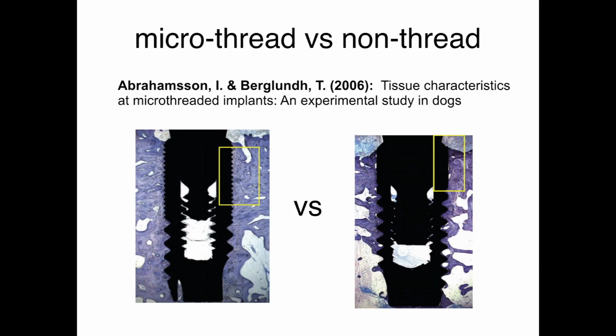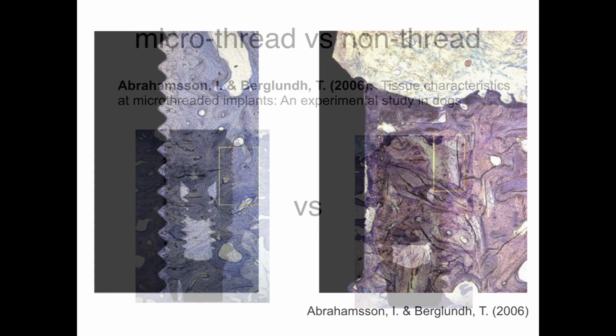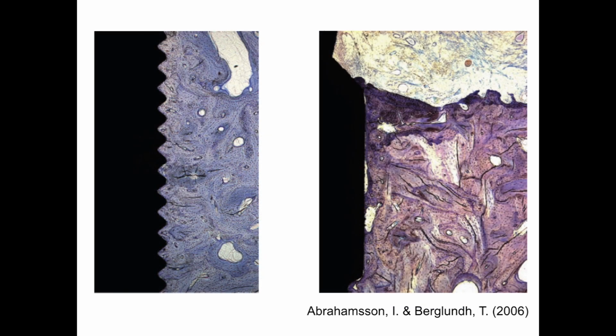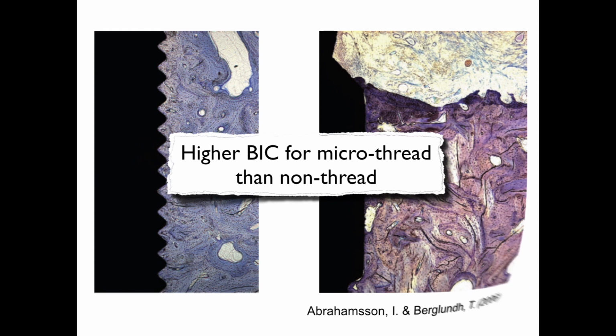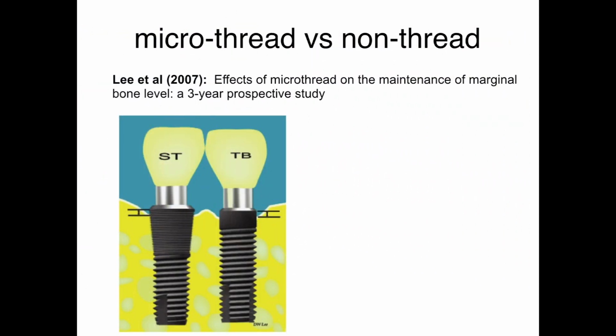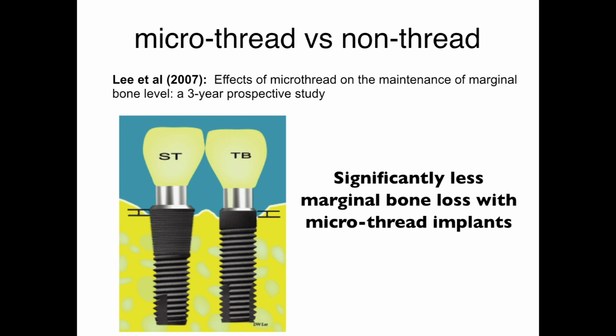In an animal histomorphological comparison study, implants with a microthread and non-thread from the same company with the same implant surface have shown that implants with a microthread have higher bone-to-implant contact than non-thread design. In an actual clinical follow-up study, implants with a microthread had significantly less bone loss than non-thread implants.